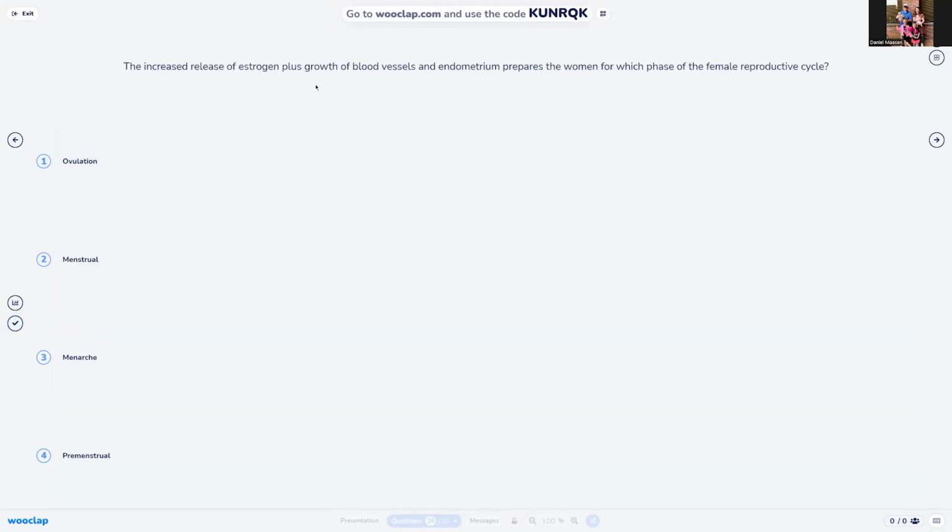Increase in release of estrogen plus growth of blood vessels and endometrium prepares them for which phase of the female reproductive cycle? Ovulation, menstrual, menarche, or premenstrual.